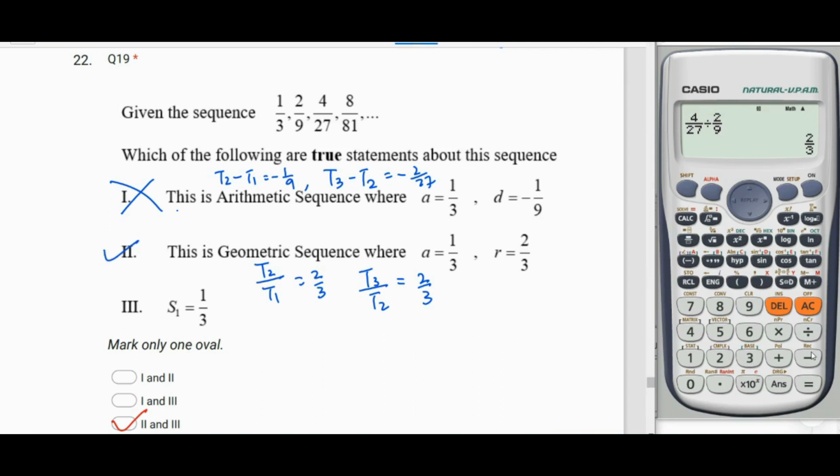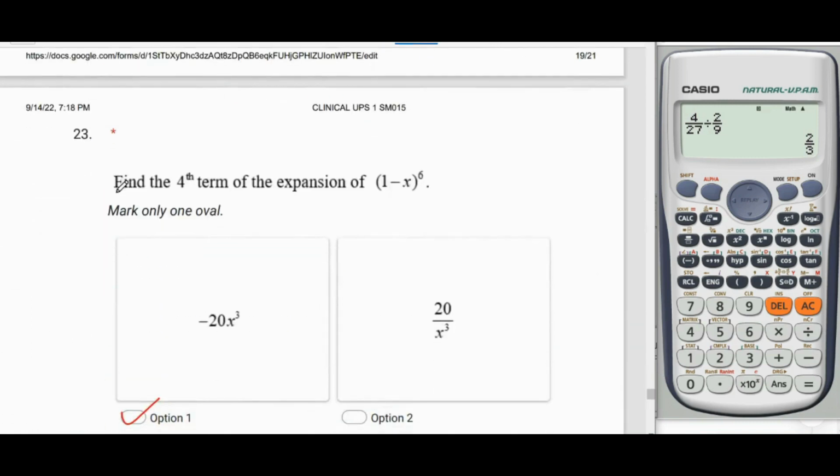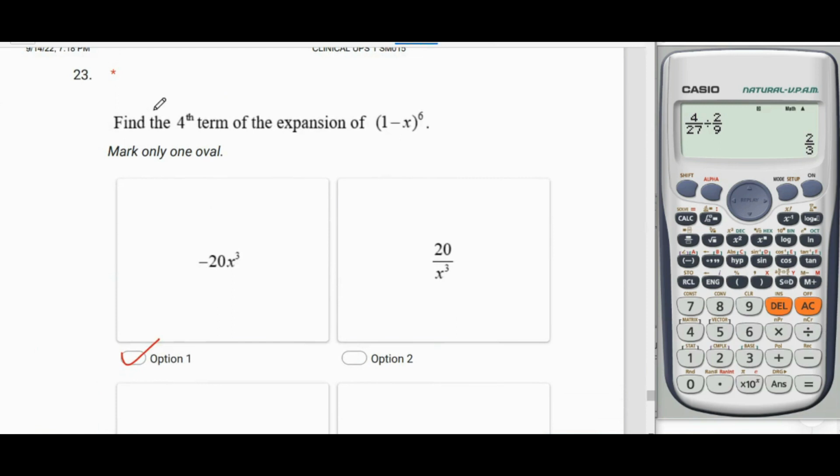And then what is your S1? S1 will be equal to the sum of the first term. Sum of the first term will be equal back to T1. So T1 will be your first term, 1 over 3, yes. So the answer will be 2 and 3 are the true statements. So last, this one, find the fourth term.